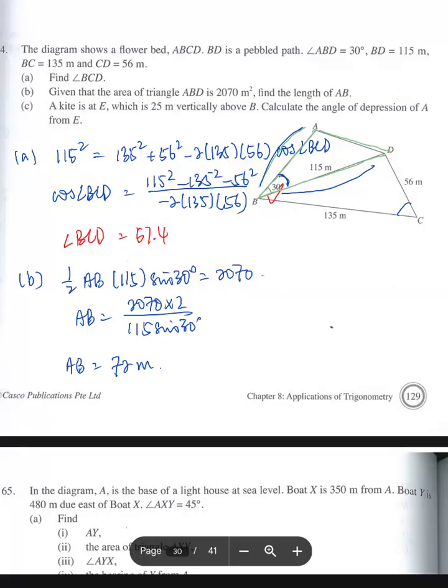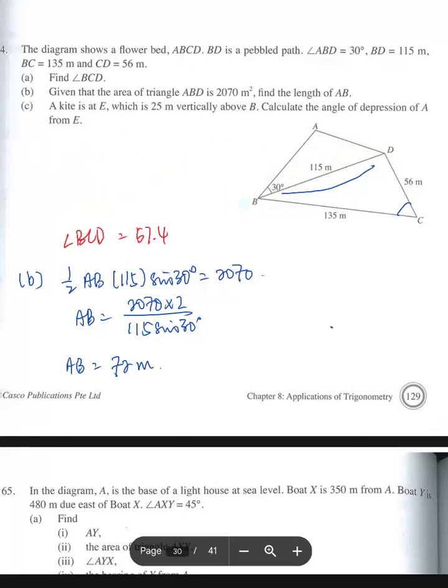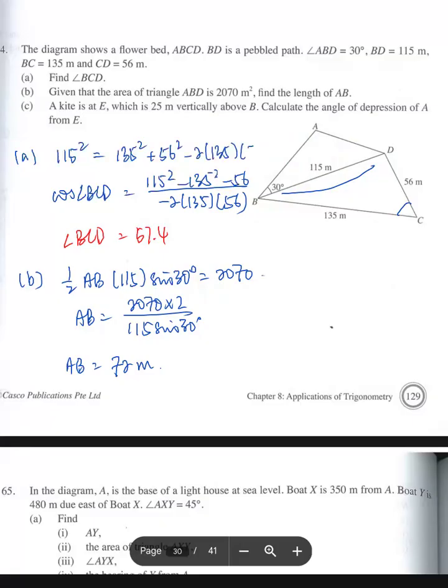A kite is at E, which is vertically above B. Okay, now I need to remove some stuff first. Wait, I haven't written it down. Oh, no, okay. Then you copy first. You haven't copied anything yet, right? I've done some of it. Okay, I'll let you copy first.